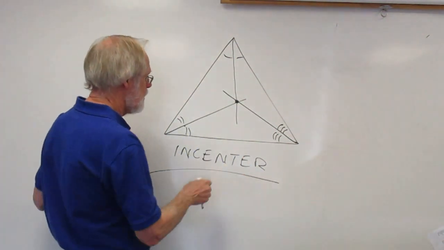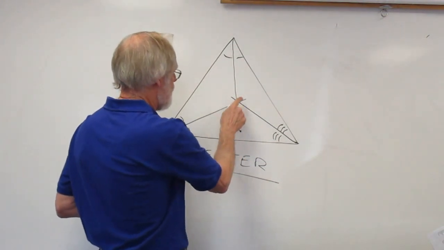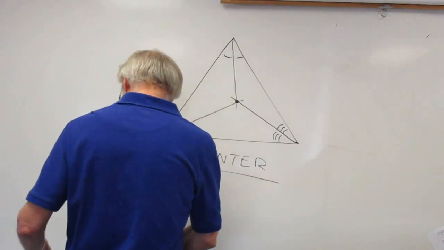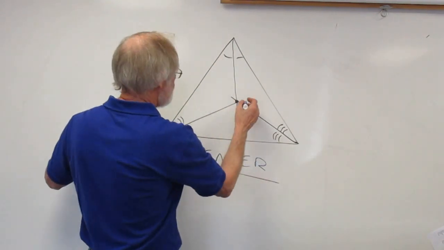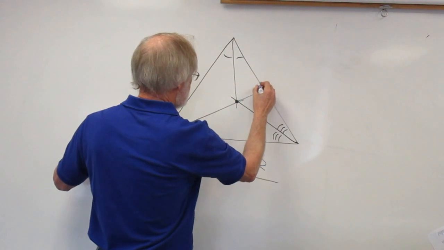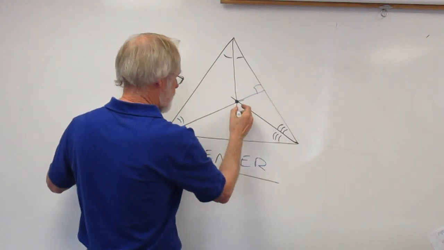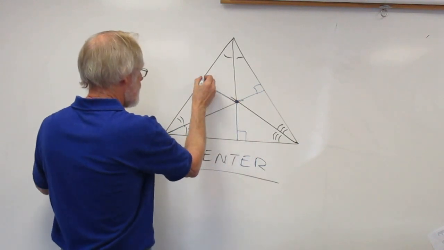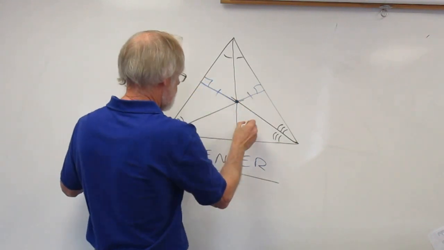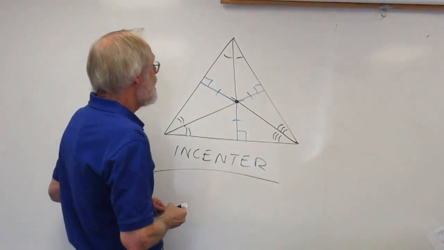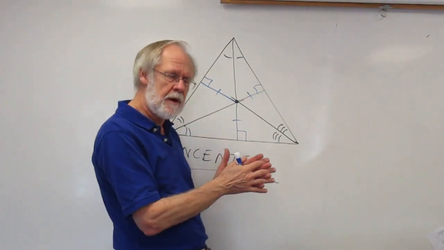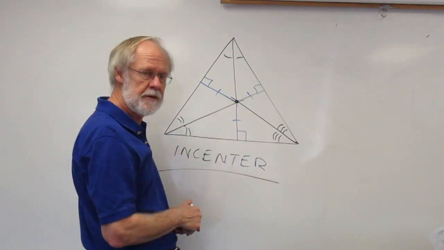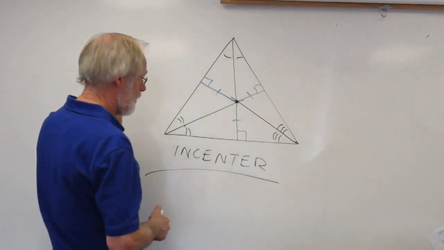And the incenter is equidistant from the three sides of the triangle. So, if I take from this point and draw a perpendicular out to here, not necessarily a bisector, just a perpendicular out to here and a perpendicular over to here, these three are all equal in length because the angle bisectors meet at a point, the incenter, that is equally distant from the three sides of the triangle.